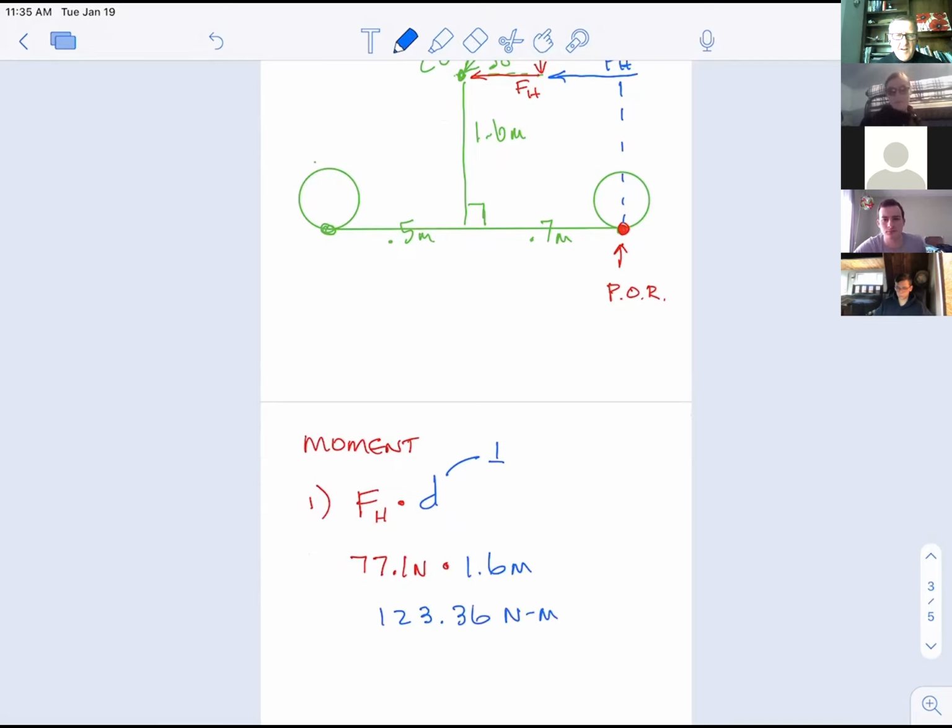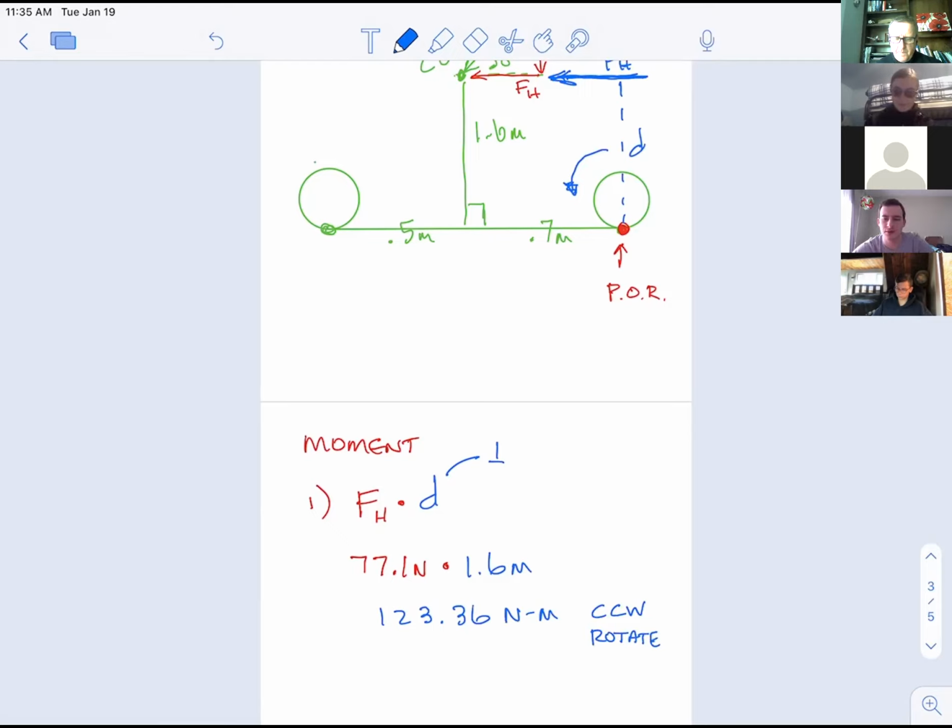Which direction is that causing the bike to want to rotate? Is the bike wanting to rotate clockwise or counterclockwise? Notice this force and that distance is going to want to cause rotation in this direction. That's counterclockwise. So this is counterclockwise. Do you agree with that? You seeing it?